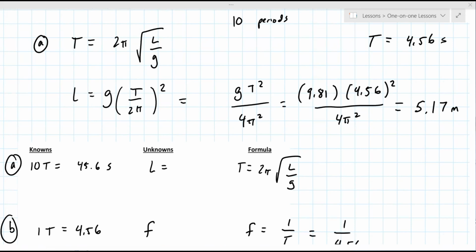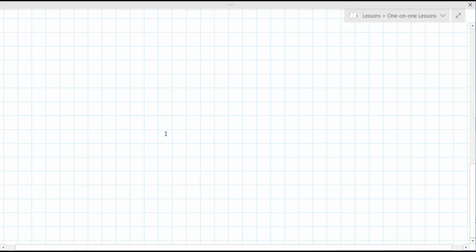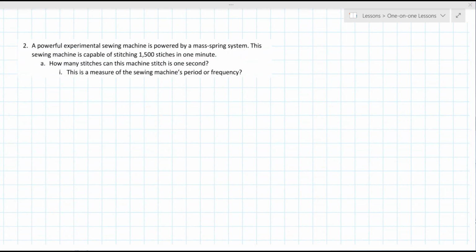Okay, can we move on to number 2? Yes. All right, number 2. So for number 2, I got to stitch this in a special way. That way I get the things you want. All right, so here's the question. And then let's do a knowns, et cetera.